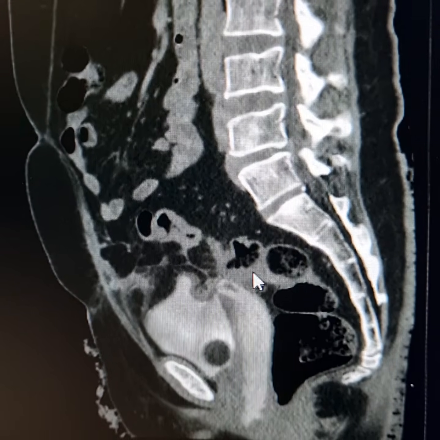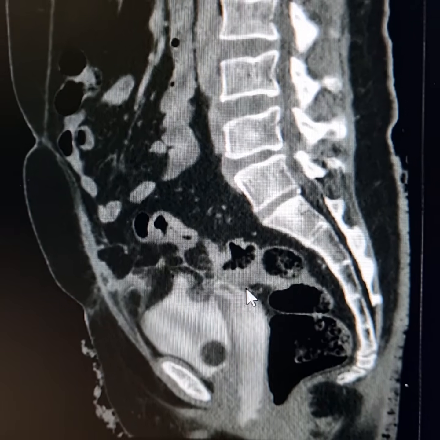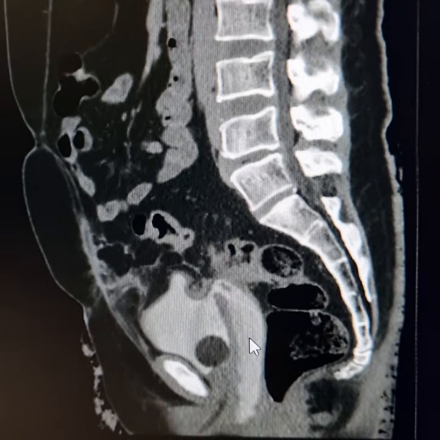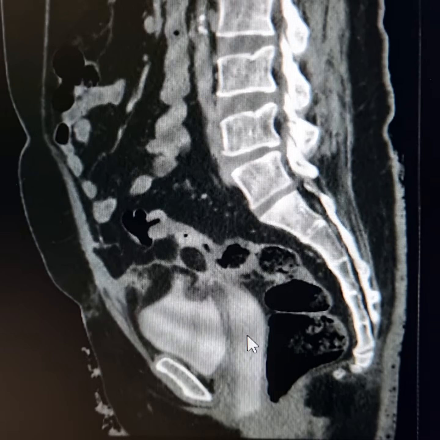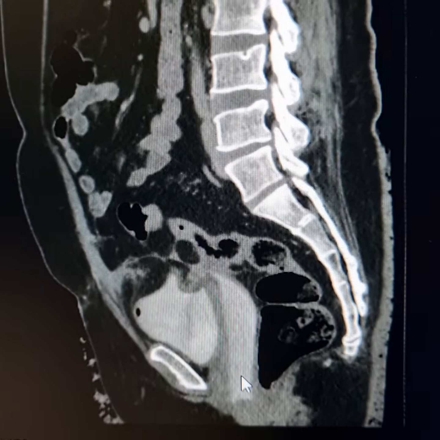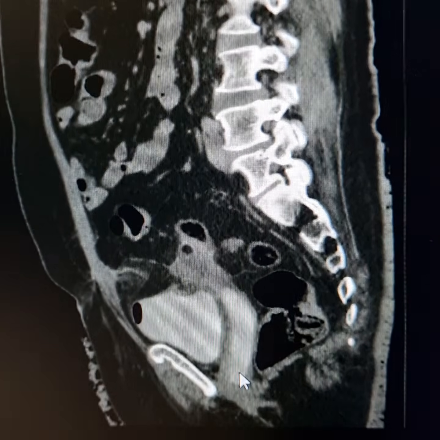The interface between the anterior surface of the sigmoid colon and the vault of the vagina is indistinct. This most probably represents adherence here. So this is the oblong contrast-filled vagina.